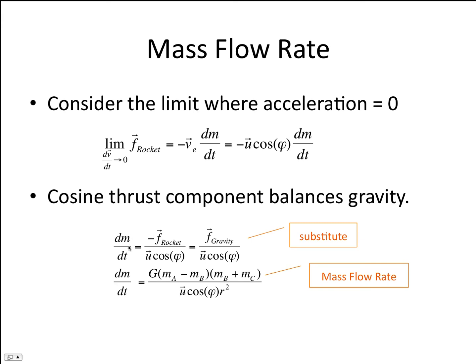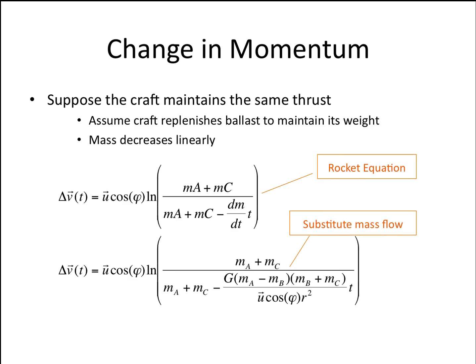To solve for the mass flow rate, we divide by minus u cosine phi, and then we notice that the force of gravity opposes the force of the rocket. So we can just substitute that in, and then write down the mass flow rate using the full expression of the force of gravity. So we have an expression here that tells us what the mass flow rate should be in order that the ballast-laden craft hovers above the asteroid.